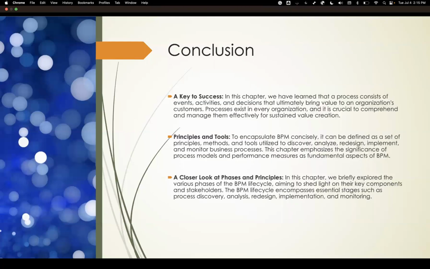In conclusion, business process management is key to success, and the principles and tools to encapsulate business process management consistently can be redefined as a set of principles, methods, and tools utilized to discover, analyze, redesign, implement, and monitor business processes, and a closer look at phases and principles.